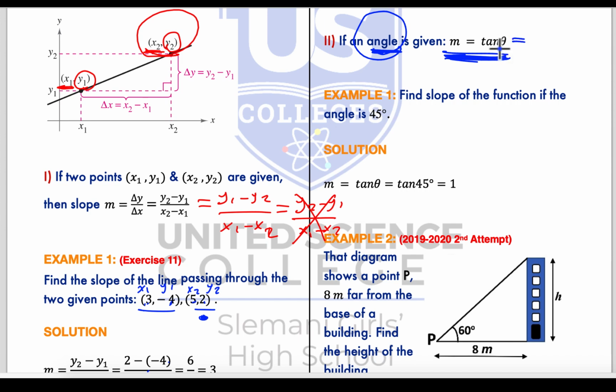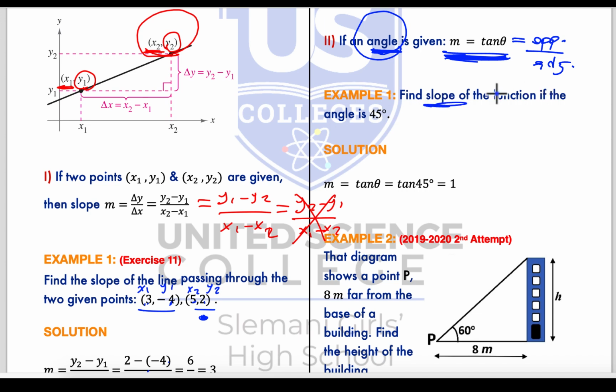What relation in the right triangle gives us the tangent? It is opposite over adjacent. In a right triangle, the ratio between opposite and adjacent gives us a tangent. So let's take a look at the questions and see how it works.